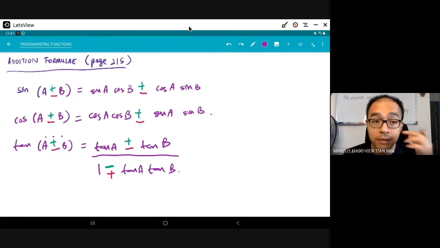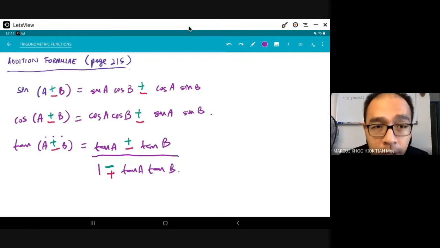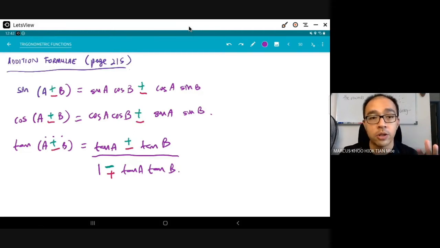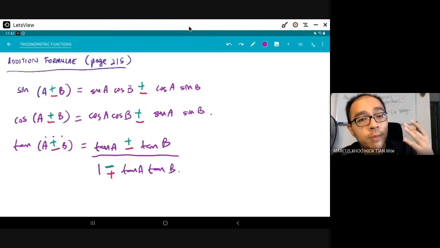Of course we can derive all these formulas. We can derive them, but the thing is this. We're not going to talk about the derivation. We're going to talk about its uses. And of course the primary use, the main use, obviously is to prove more trigonometric identities.